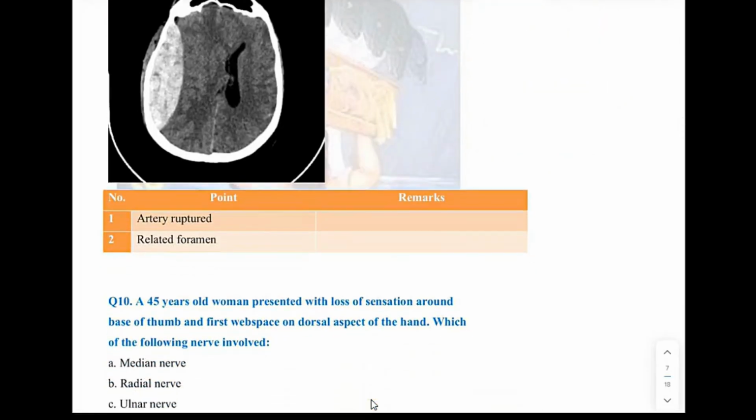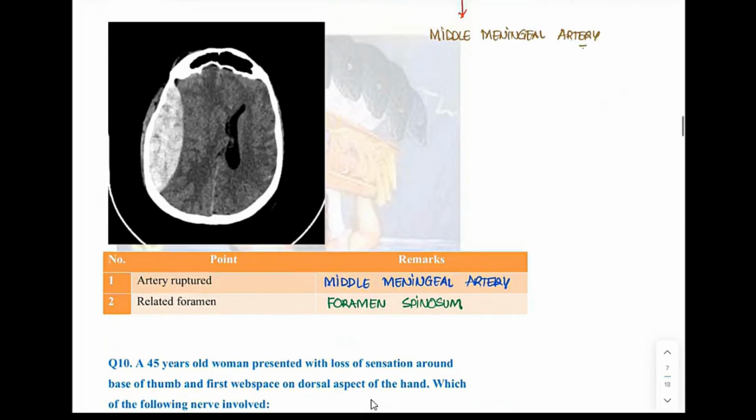So you should know the name of the artery, and that is the middle meningeal artery. And there is one more important point which is frequently asked: it passes through which foramen? So please remember the name of the foramen, and that is foramen spinosum. Very small foramen but very valuable because it is giving way to the middle meningeal artery.